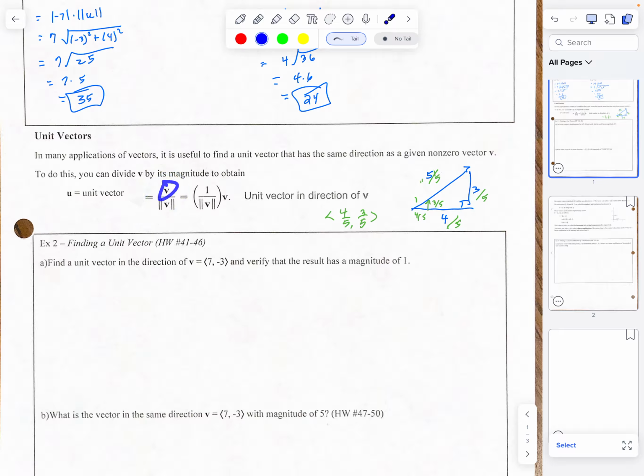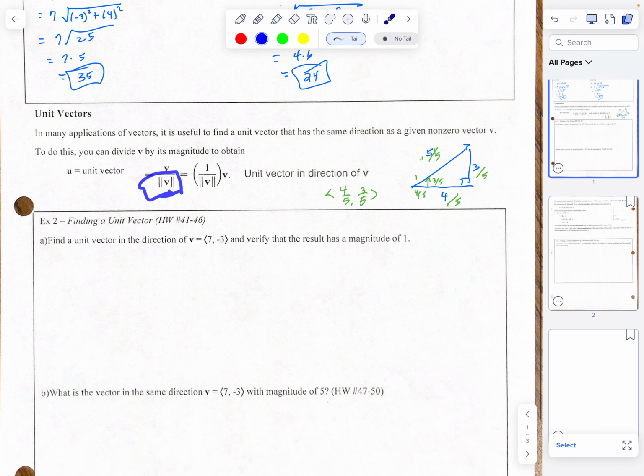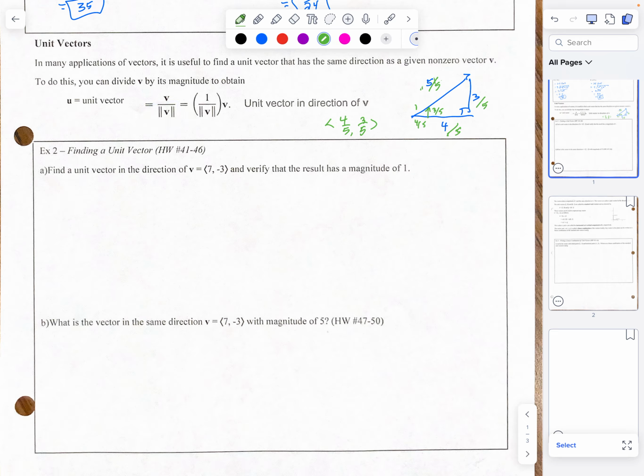So how we find vector u is we take the terminal point minus the initial point for x to get your horizontal component, and then we take the terminal point minus the initial point for y, subtracting in that order, and that gives you your vertical component. So there's your vector in horizontal and vertical components.